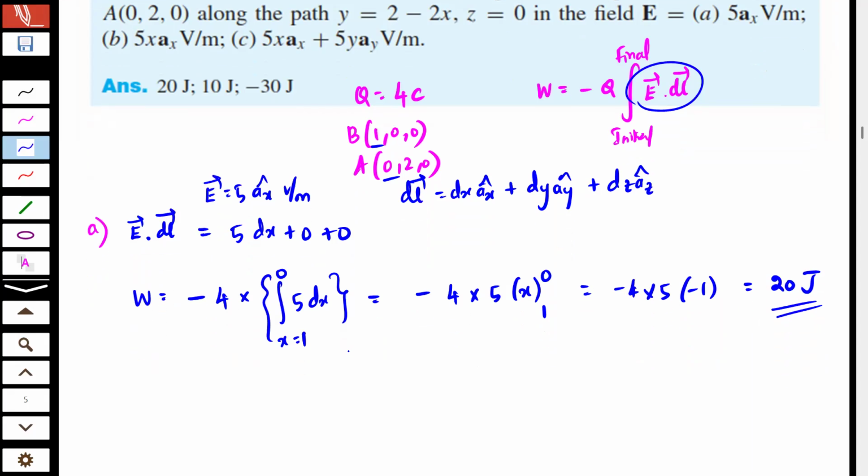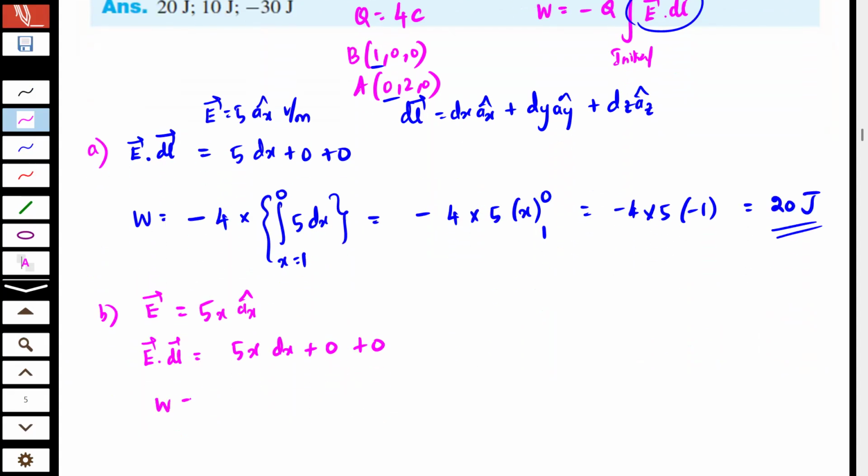Now let us consider the second electric field intensity vector, that is the second subdivision, where electric field vector E is 5x ax cap. We know the same dl vector. So we can write E vector dot dl vector is 5x dx plus 0 plus 0. Now the work done can be computed as minus 4 into integration 5x dx, where the x limit is from 1 to 0.